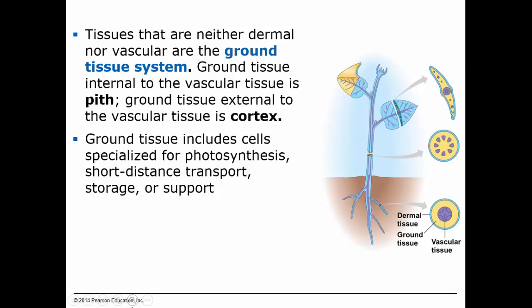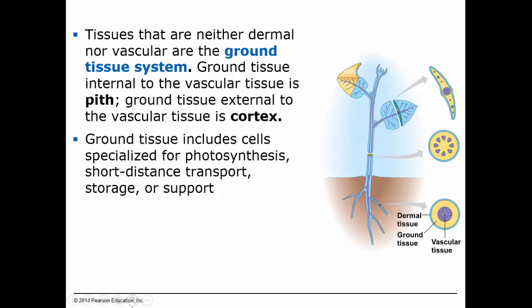The ground tissue system can be divided into two general regions. That which is found inside of or towards the center of a stem or root, relative to the vascular tissue, is known as pith. The tissue that's found outside of or towards the periphery, relative to the vascular tissue, is called cortex.